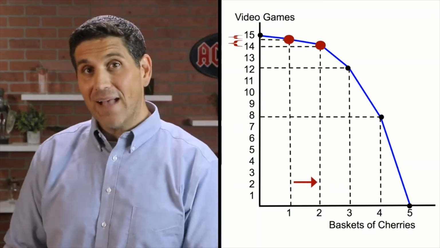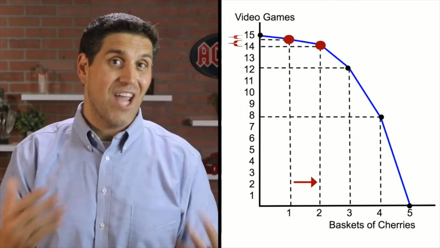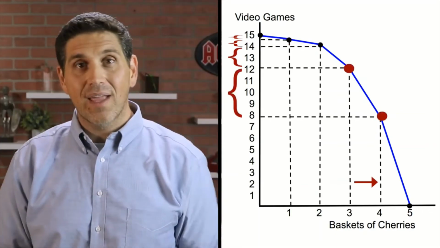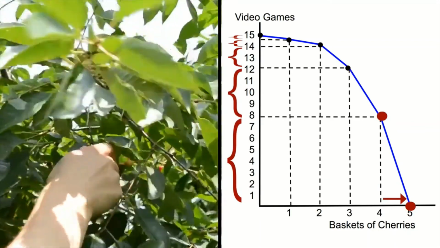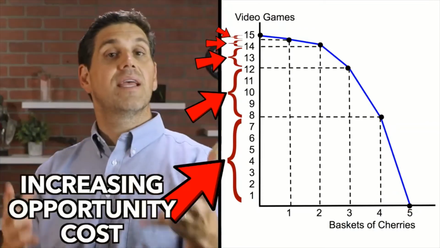If you pick another basket of cherries, it's gonna cost more time, and so now you have even more video games that you have to give up. The opportunity cost is a little bigger. And this keeps happening over and over again until that last basket of cherries, and you're spending all your time trying to get those cherries and fill that basket so you have no time for video games. Notice, increasing opportunity cost.